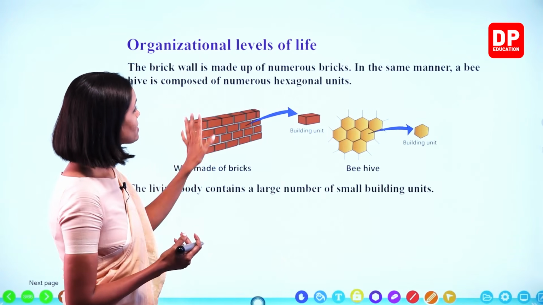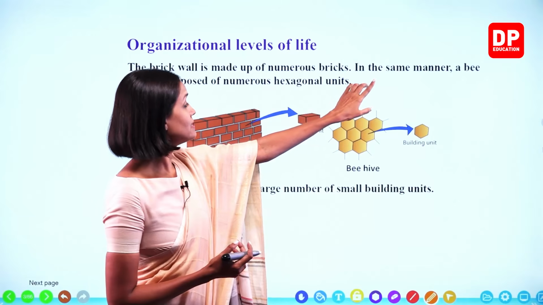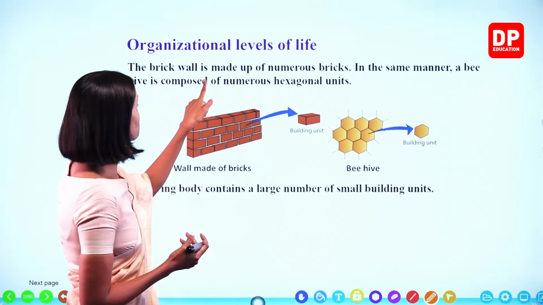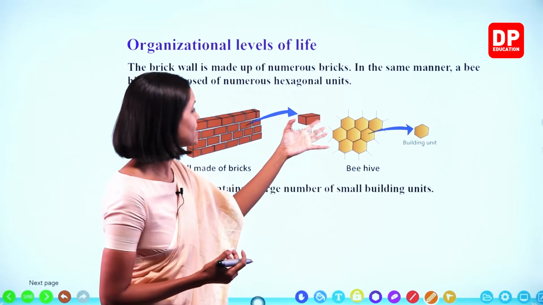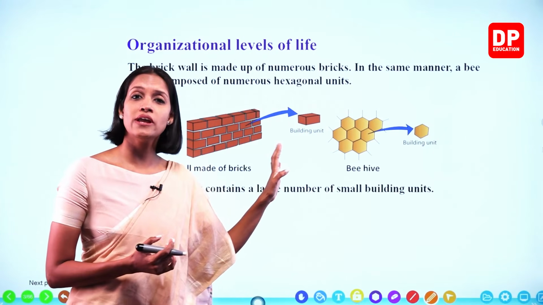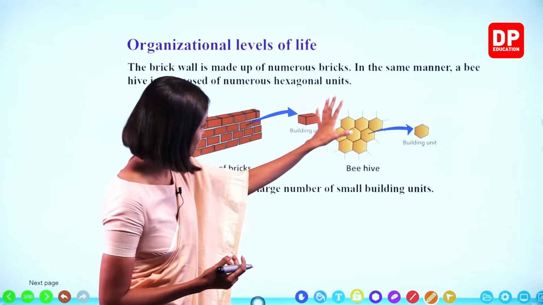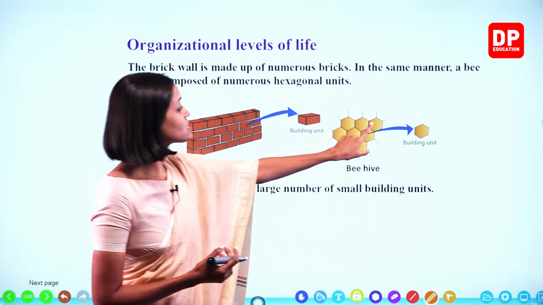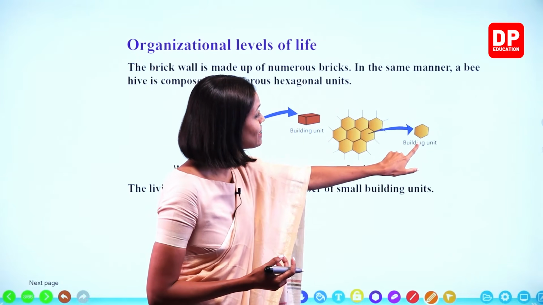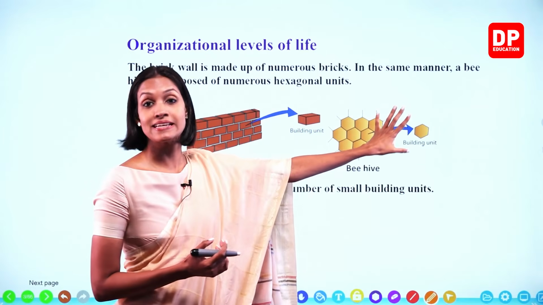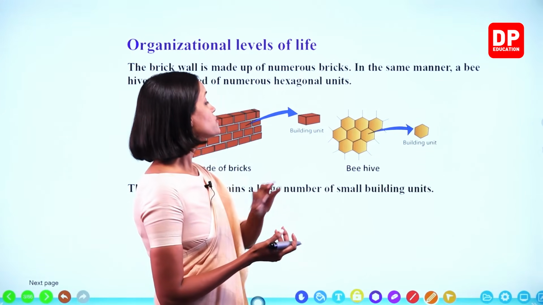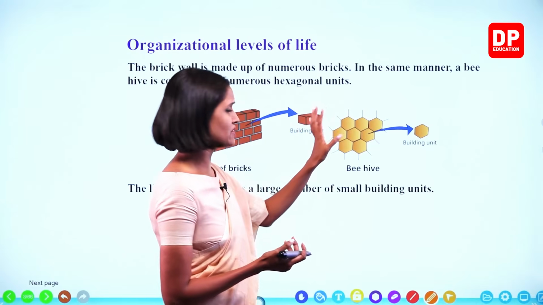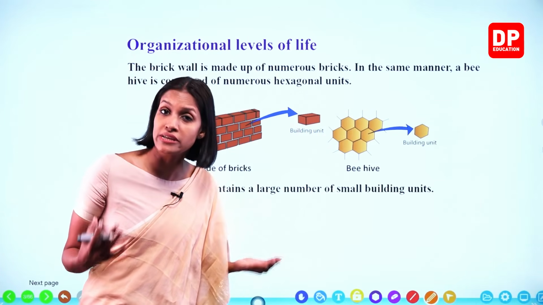Right children, in the same manner, a beehive is composed of numerous hexagonal units. What is the meaning of a hexagonal unit, children? You all have learned in mathematics different types of shapes. This type of shape with 6 similar sides is known as a hexagonal shape or hexagon. Right children? So when you consider a beehive, some of you must have seen real beehives.